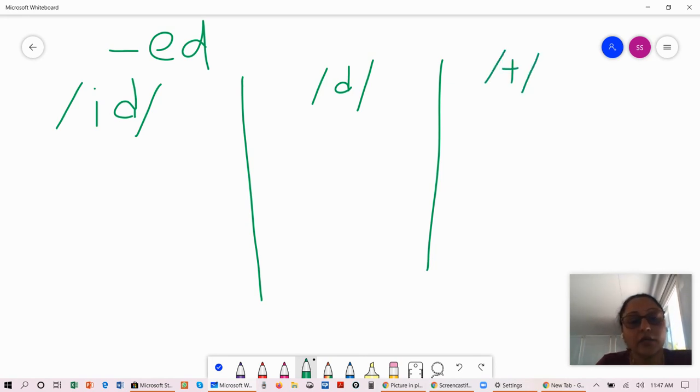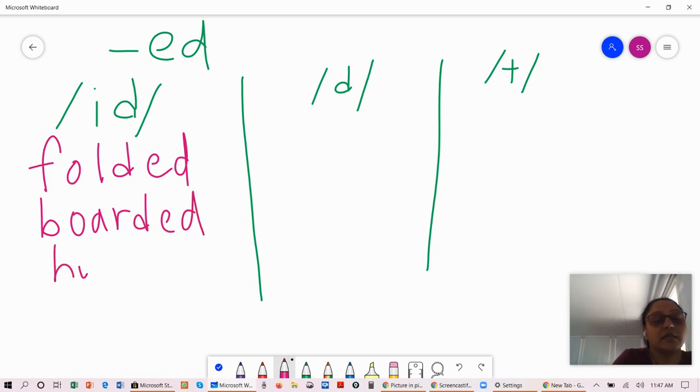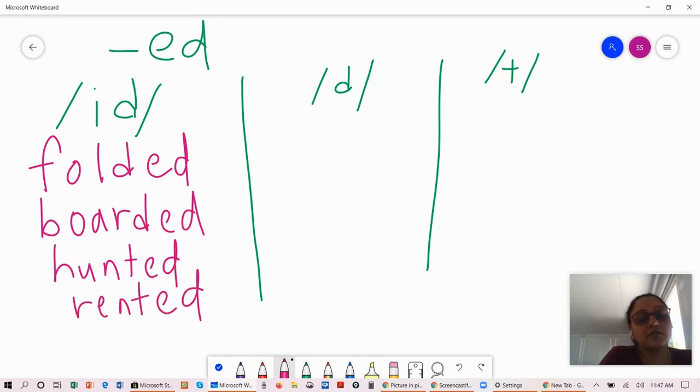And when do we use the id sound? When do we use the d sound? And when do we use the t sound? So, for example, when you have words like folded, boarded, hunted, rented. So, as you can see, this is the root word and this is our suffix ed.